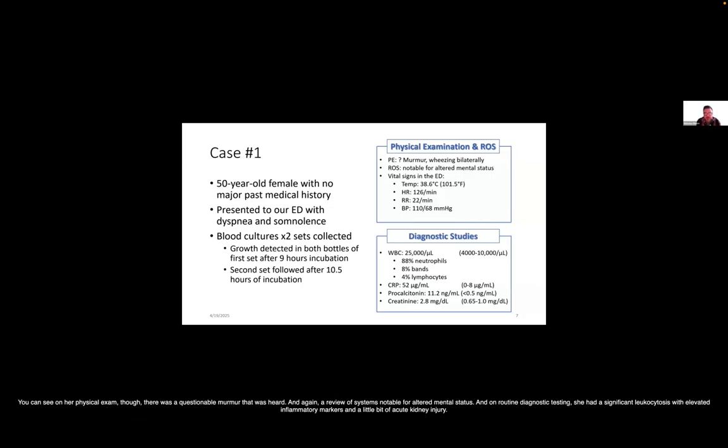You can see on her physical exam, though, there was a questionable murmur that was heard. And again, a review of systems notable for altered mental status. On routine diagnostic testing, she had a significant leukocytosis with elevated inflammatory markers and a little bit of acute kidney injury.